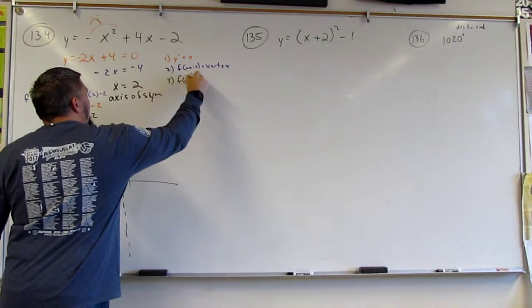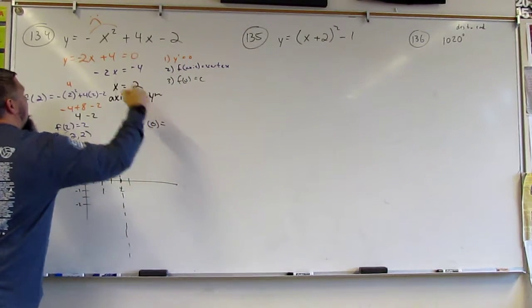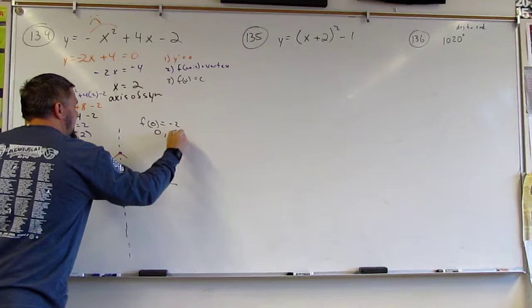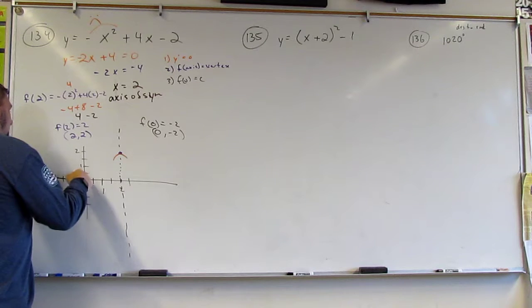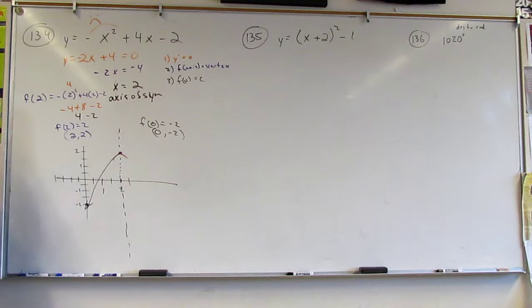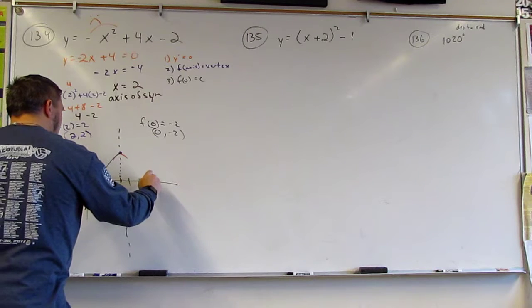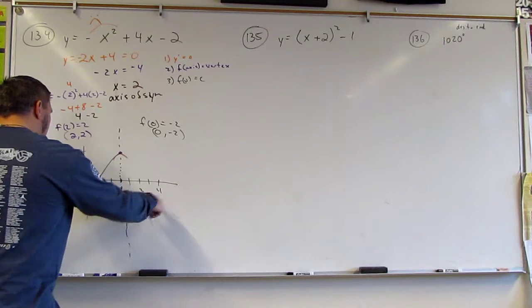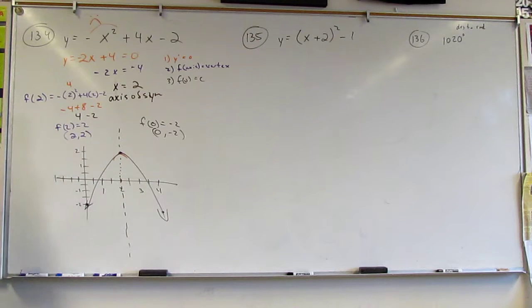Step 3, f of 0 is equal to c. So I just plug it in. F of 0 is equal to negative 2. I have my point, 0, negative 2. That's my other point. It's going to come across and come down to here. That means over here, this same amount is going to be, so 3 and 4. So at 4, I'm going to be at negative 2. And I'm done. It's graphed.